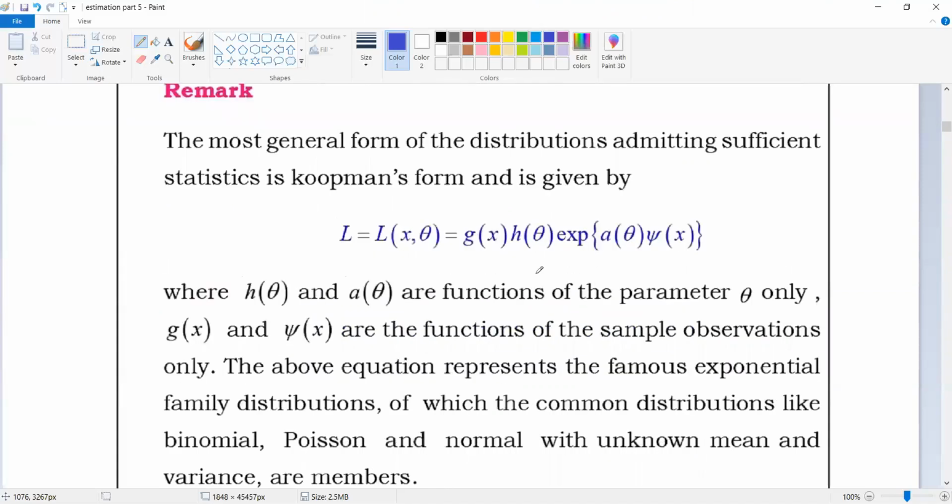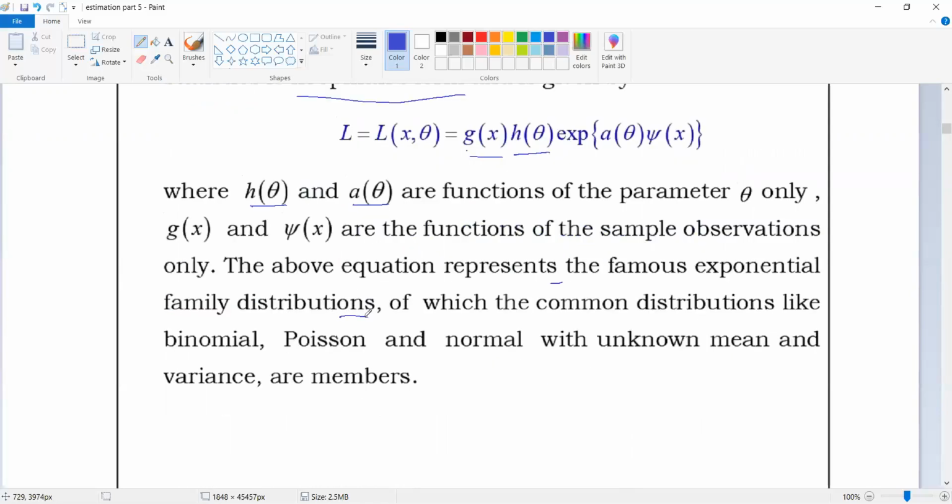Remark, a very, very important remark. The most general form of the distributions admitting sufficient statistics is Koopman's form. Koopman's form is a very powerful form. The likelihood function can be expressed in the form L equal to g of x into h of theta into e power a of theta into psi of x. H of theta and a of theta depend on theta, while g of x and psi of x are functions of sample observations, so independent of theta. The above equation represents the famous exponential family distributions.